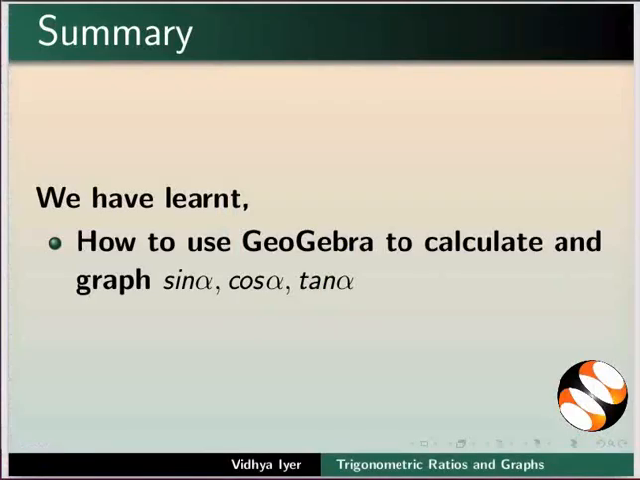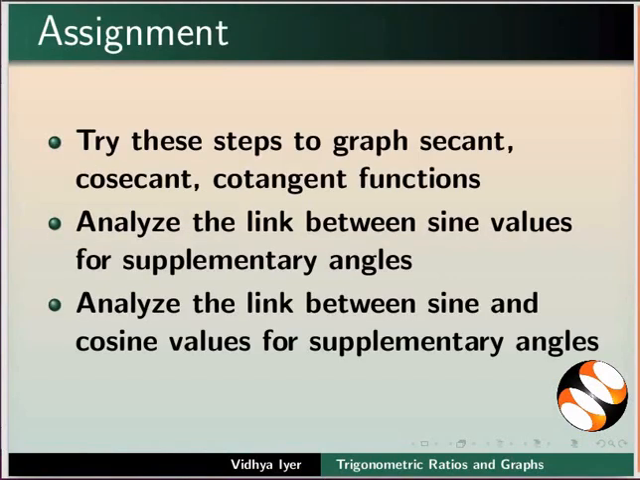Let us summarize. In this tutorial, we have learned how to use GeoGebra to calculate and graph sin alpha, cos alpha and tan alpha. Assignment: try these steps to graph secant, cosecant and cotangent functions. Analyze the link between sine values for supplementary angles, angles whose sum is 180 degrees. Analyze the link between sine and cosine values for supplementary angles.